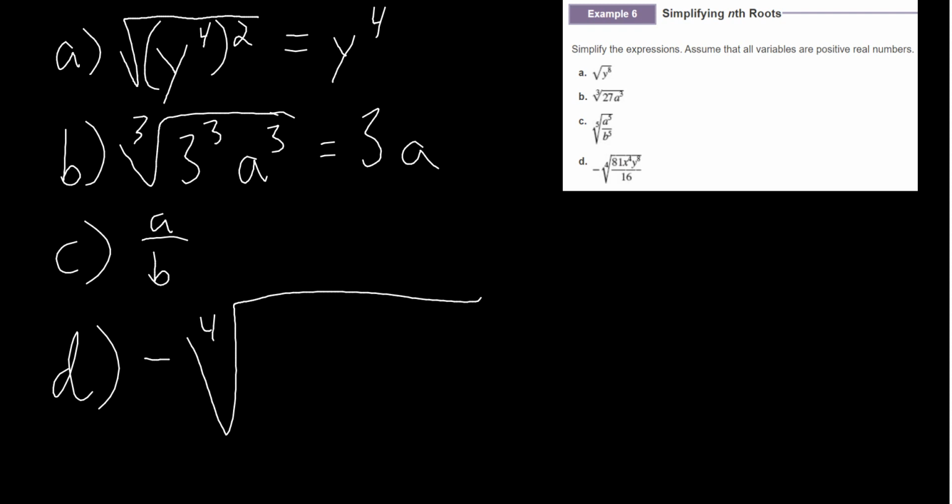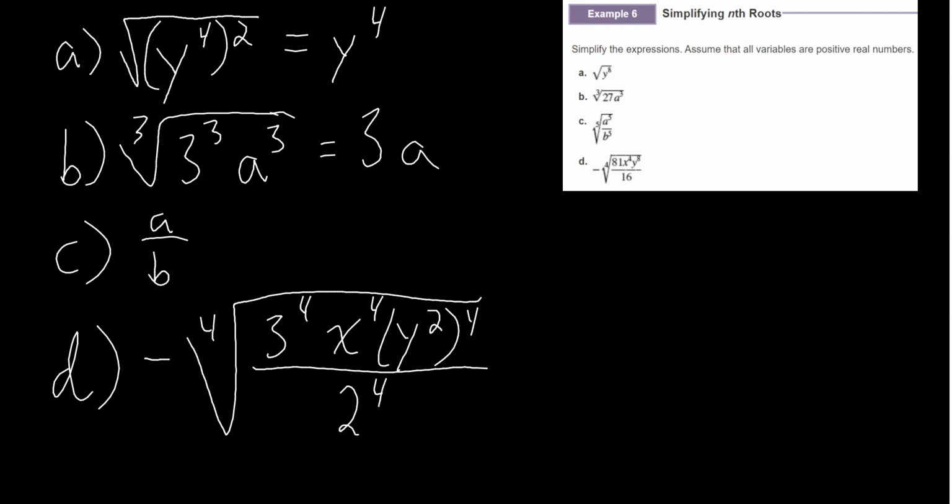So 81 can be written as 3 to the fourth power. And of course we have x to the fourth power. And then y, I can write that as y squared to the fourth power. Oh, that's horrible. Let's try that again. Y squared to the fourth power. That's better. Right. And then 16, I know I can write that as 2 to the fourth power. Okay. And all those inside are raised to the fourth power.